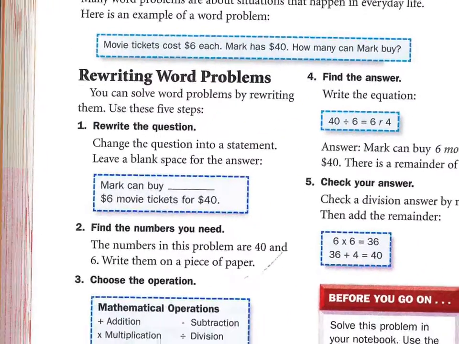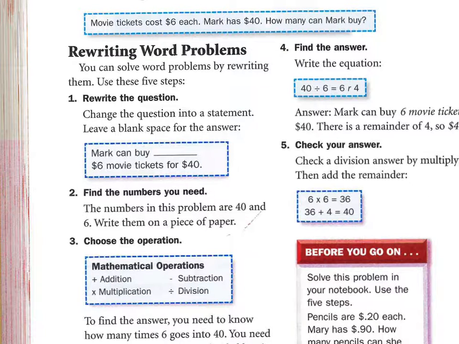Rewriting word problems. You can solve word problems by rewriting them. Use these 5 steps. 1. Rewrite the question. Change the question into a statement. Leave a blank space for the answer. Mark can buy blank $6 movie tickets with $40.